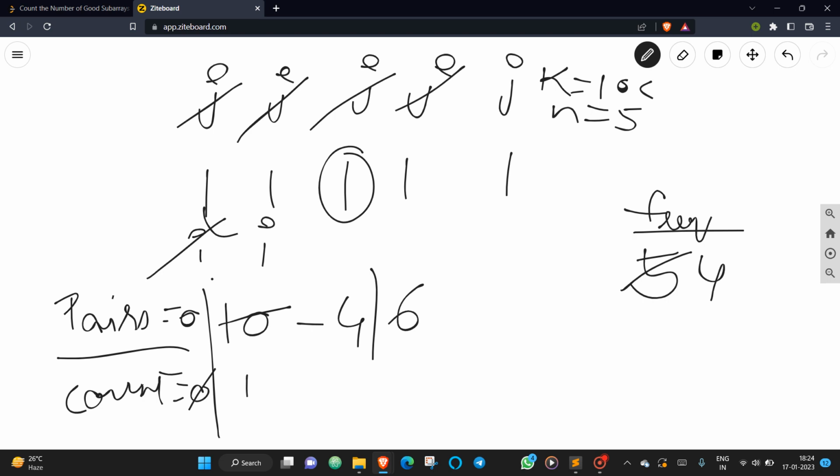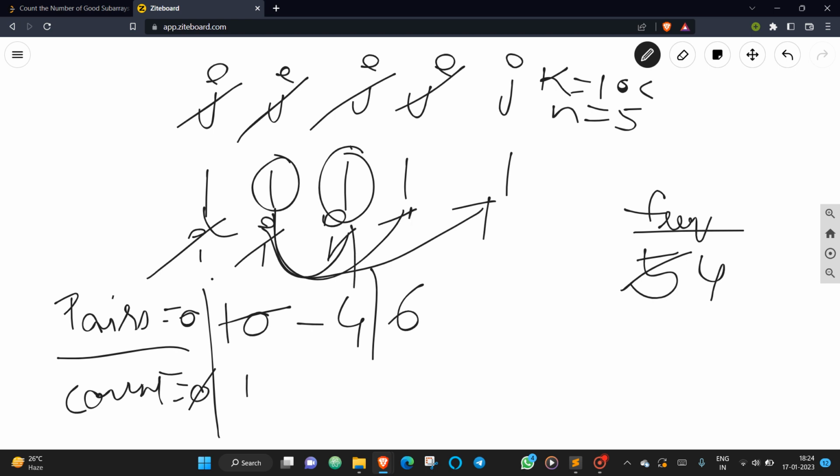So if you're incrementing your i to the next one, you need to decrement the frequency, and you need to remove whatever pairs it was making with the forward elements also, because all these elements are making a pair with this. So you need to even remove those pairs from your total pair summation.